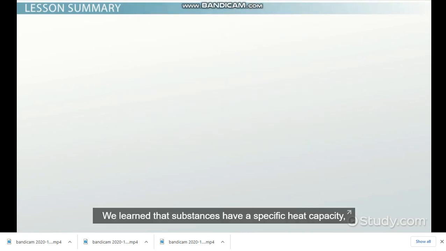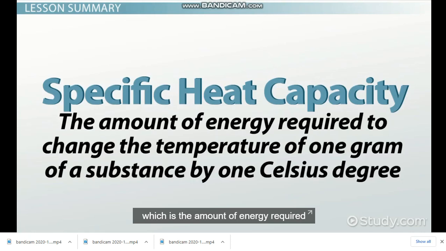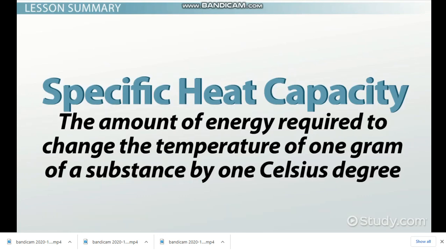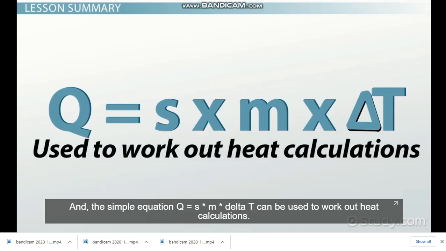We learned that substances have a specific heat capacity, which is the amount of energy required to change the temperature of 1 gram of a substance by 1 Celsius degree. And the simple equation Q is equal to S m delta T can be used to work out heat calculations.